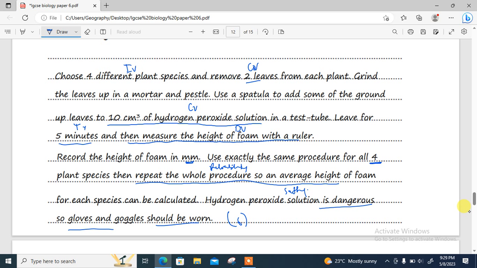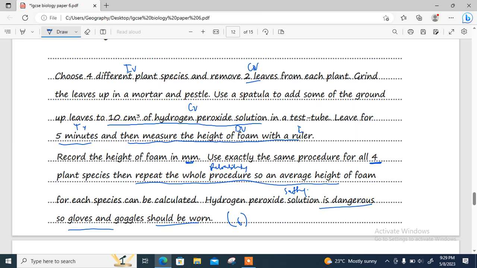So first, you choose the independent variable. You state the things that you want to be constant. You state how you want to measure and how you will record the measurement. That is it. And the instrument is here. So dependent variable is what you measure. So he is able to look at all the criteria that is needed in planning an experiment in an exam.